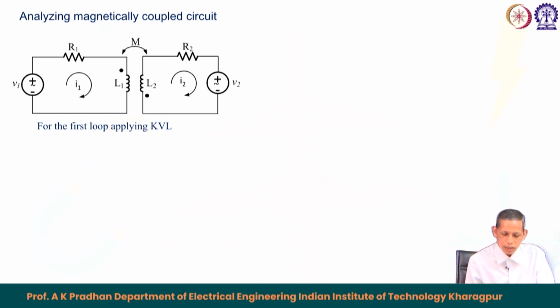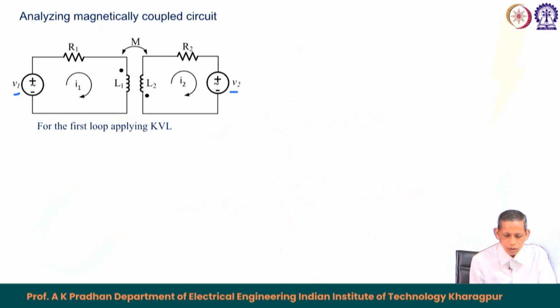Let us see a circuit like this. We have a source on this side, and another source on this side. There are two coils, L 1 and L 2, having inductances, and R 1 and R 2 are the two resistances in the two circuits. The two coils L 1 and L 2 have a mutual inductance M between them, and the dots are provided as already marked here.